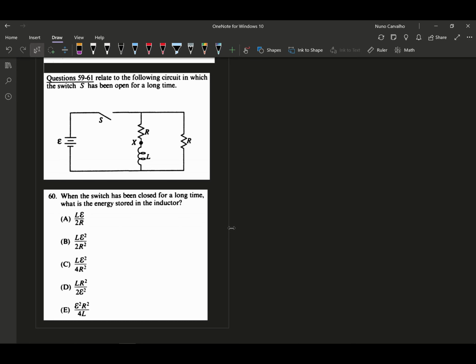For number 60, we're still working with the same circuit from before, and we're told that when the switch has been closed for a long time, what is the energy stored in the inductor? Okay, so we are given in our formula sheet the equation for the energy stored in an inductor. It's 1/2 times L times I squared. Okay, and L we are given as 1/2, which means we really just need to figure out what I is going to be equal to. And so what is that?